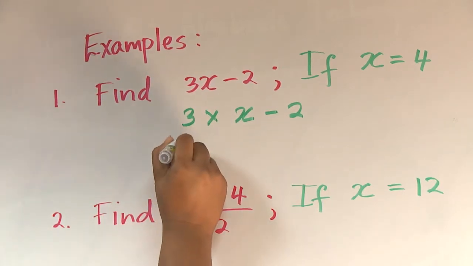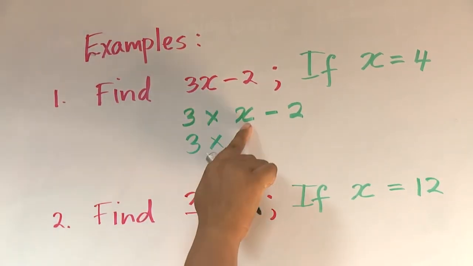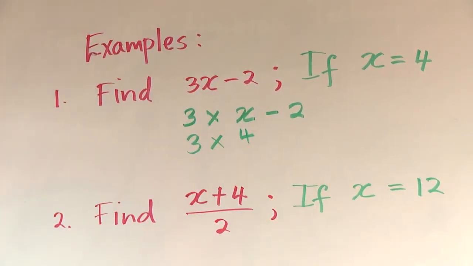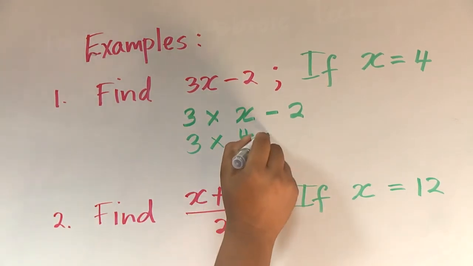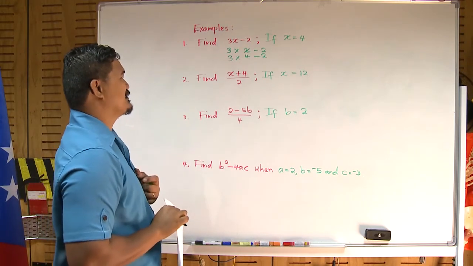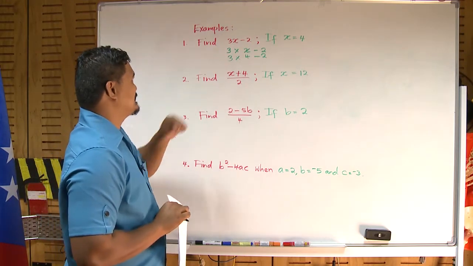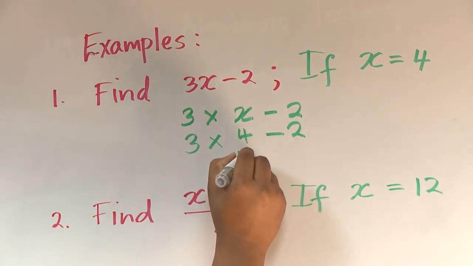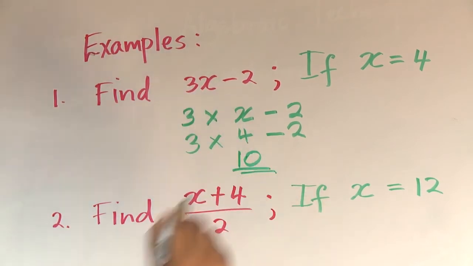So now we say 3 multiplied by, instead of x, we use the value of x, which is 4, and then minus 2. Now it's clearer how to answer that expression. 3 times 4 is equal to 12. And 12 minus 2, the answer will be 10. So the value of 3x minus 2, when x is equal to 4, is equal to 10.